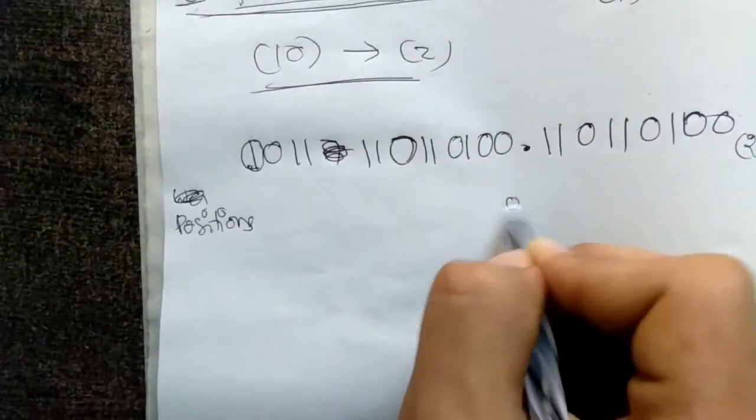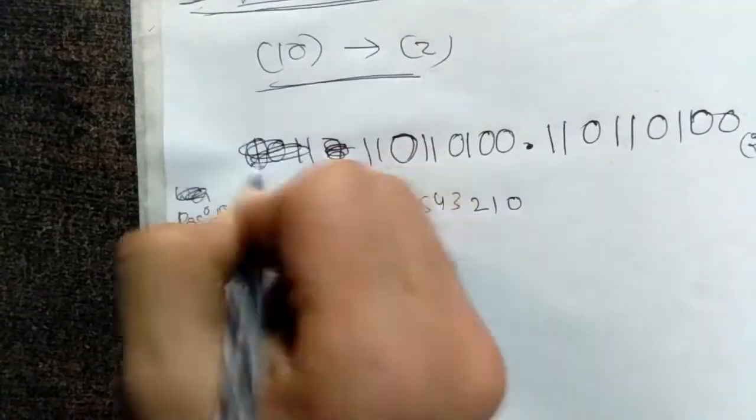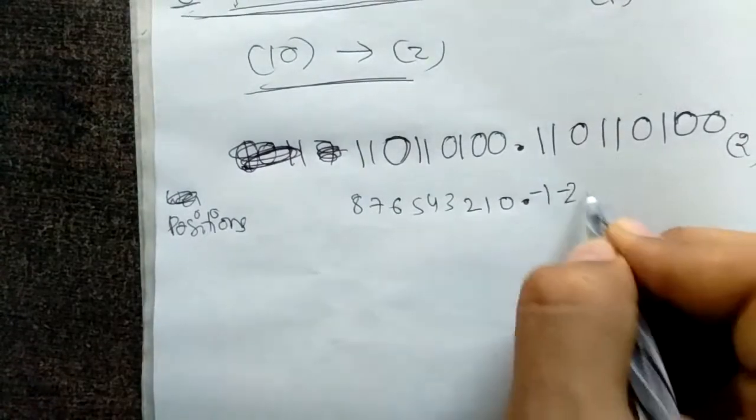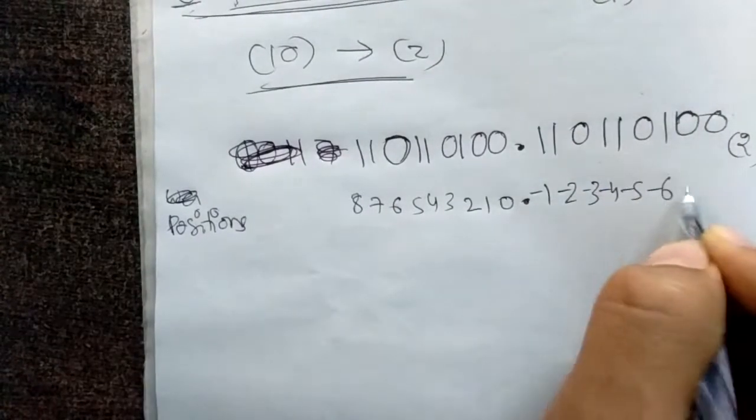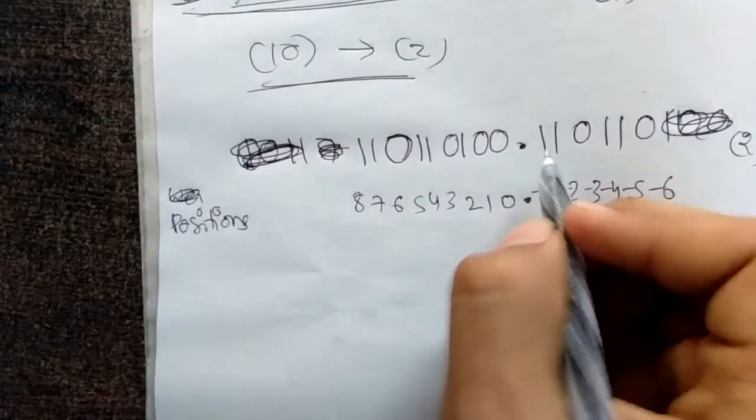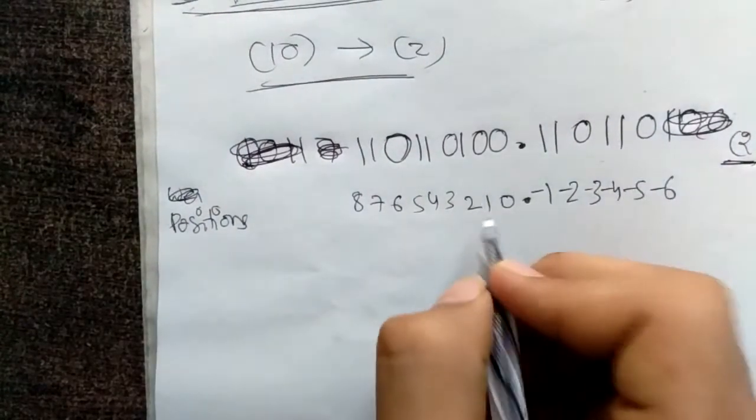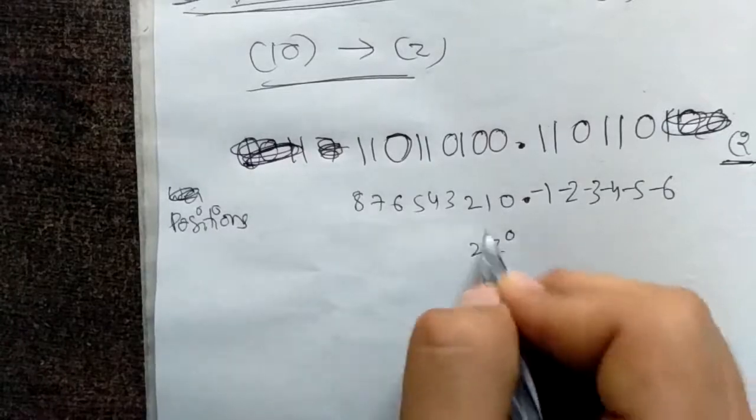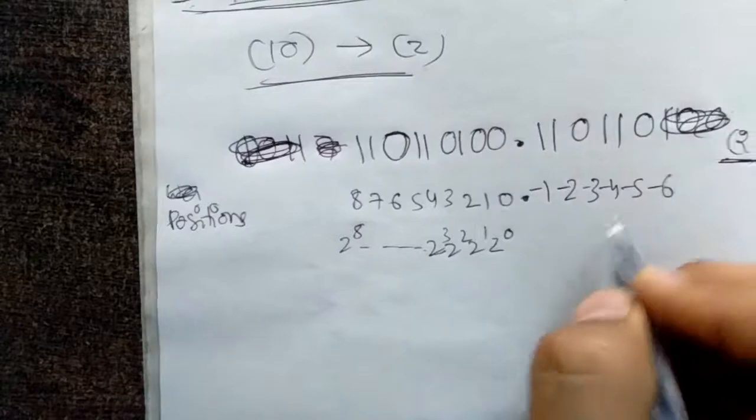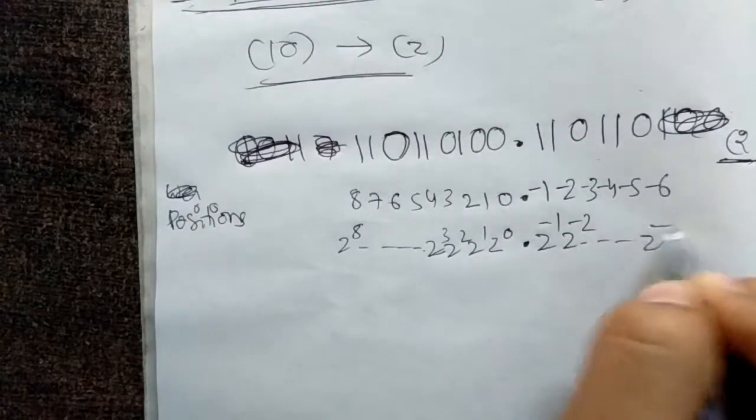Position values are 0, 1, 2, 3, 4, 5, 7, 8. Let us consider only till here, 8, and then after the decimal point, -1, -2, -3, -4, -5, -6. Let us consider only till here. Since the base is binary, you need to raise the position value: this is 2 power 0, 2 power 1, 2 power 2, 2 cube, till 2 power 8. You will increment it, and after this you need to write 2 power -1, -2, till 2 power -6.